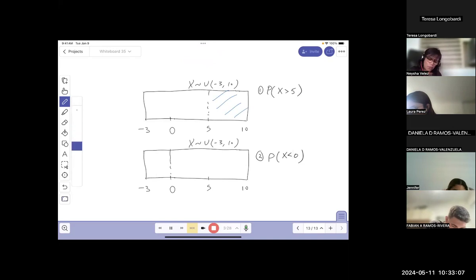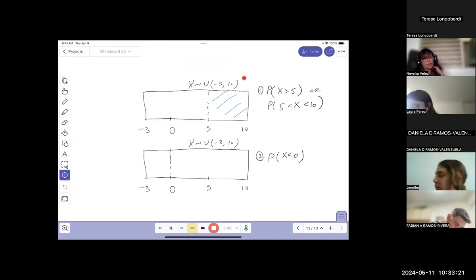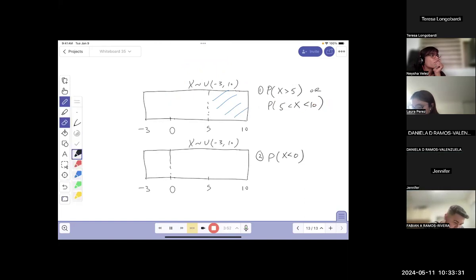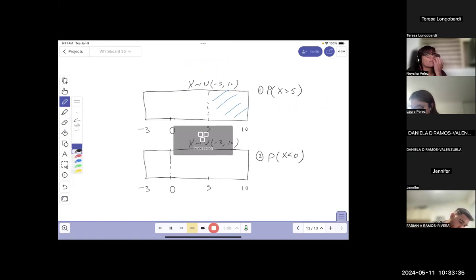Now it's okay if you write it like this, but you could also write it like probability x between 5 and 10, but you don't have to, okay? Because this tells the reader that it only goes till 10, and it doesn't add any information for you. So I'm just going to erase that to avoid confusion.